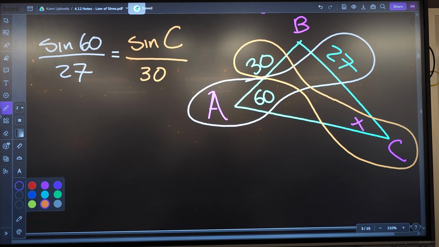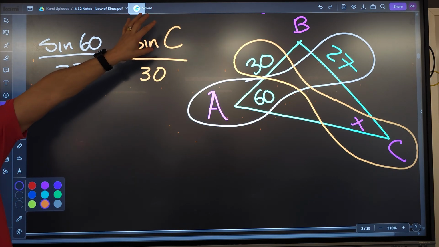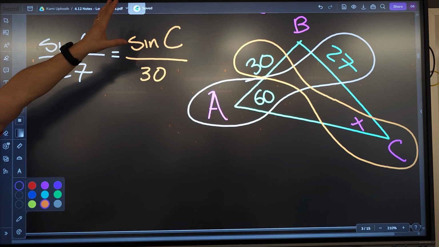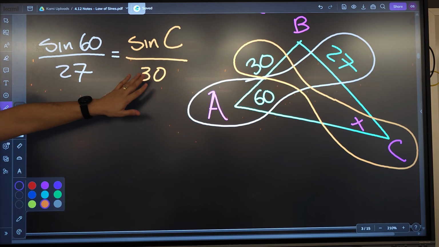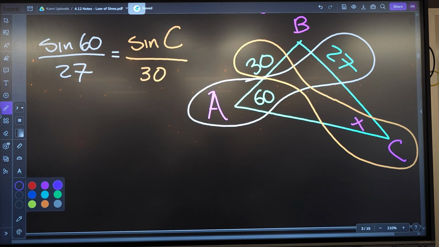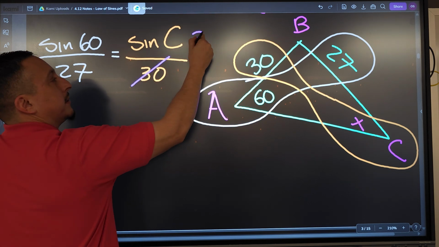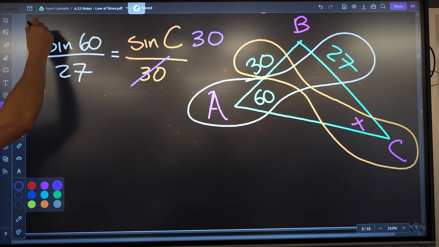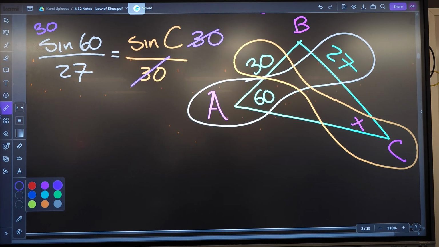Okay, should we flip this fraction? No, okay, to me it's really funny when I see students because they get in the habit of flipping and then they want to flip everything. So they want to flip this and that creates a bigger problem because then what you want, you just sent it to the bottom. You just made life a lot harder for yourself. In this case, I just need to get rid of the 30. How do I get rid of that 30? It is dividing, so we multiply, right? So I'm going to multiply by 30. What I do to one side, I always do to the other side. And there it is, sine C by itself, okay?